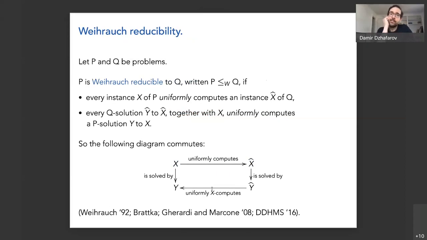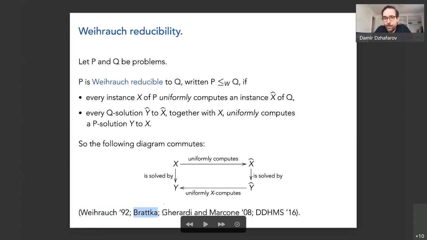There's another variant, another reduction, which has actually been studied for longer, and that's Weihrauch reducibility. This is due to Weihrauch, and was developed in the 80s and 90s in computable analysis, and then really promulgated and developed by Vasco Brattka and many others.